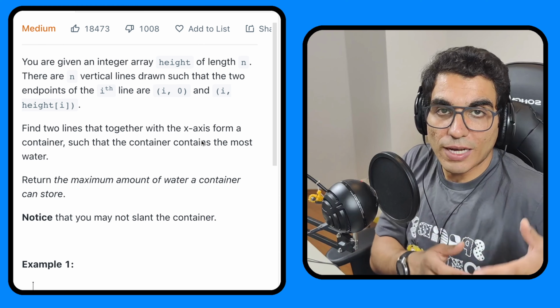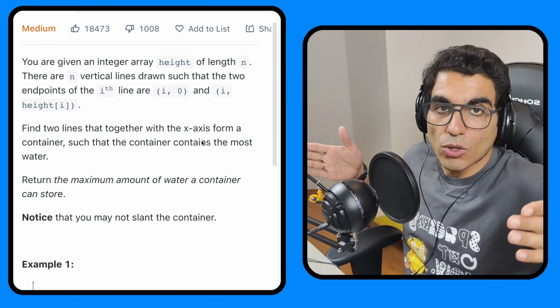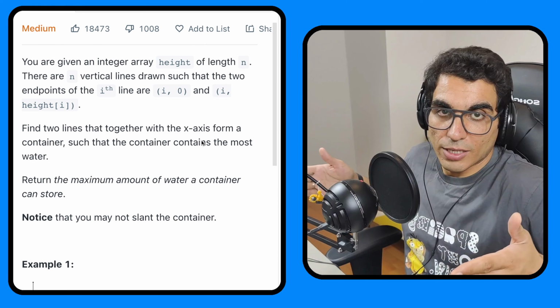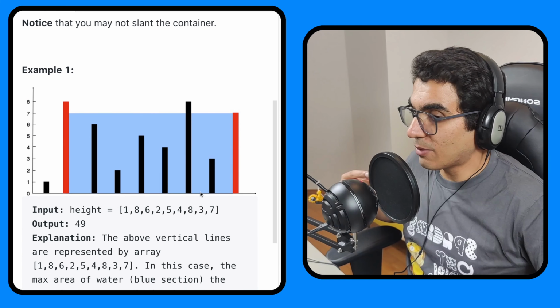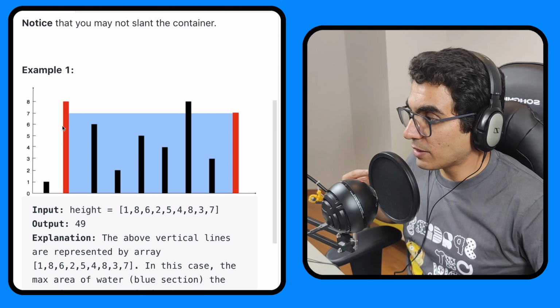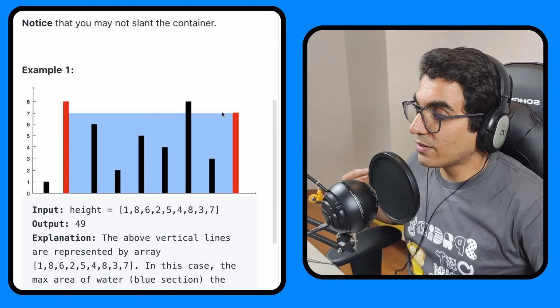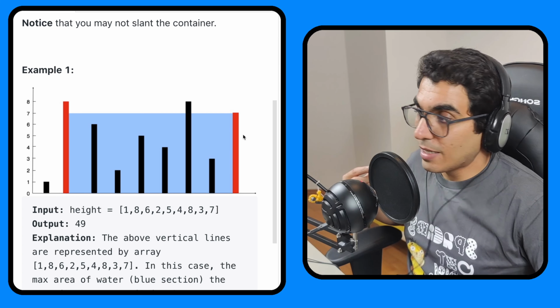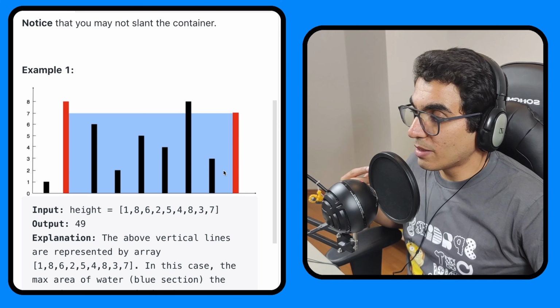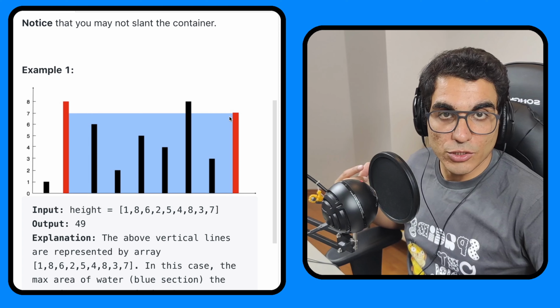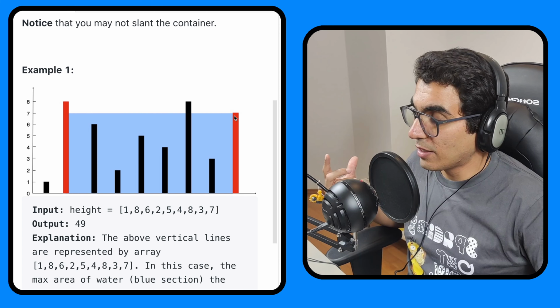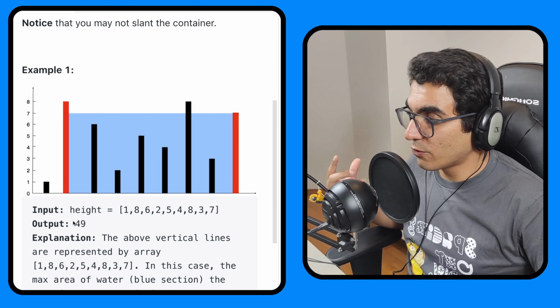And we want to find a container, which means two of these vertical lines with the x-axis form the biggest container that could hold the most water. In this example, there is a vertical line 8 and there's a vertical line 7. The distance between them is 7, and we are bound by the smaller vertical line, which is the height of 7. So 7 times 7 makes it 49.